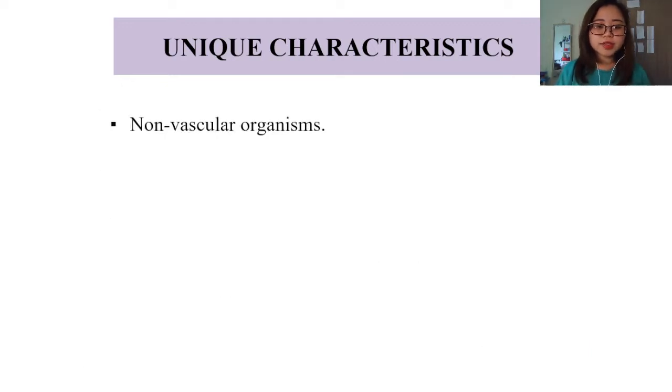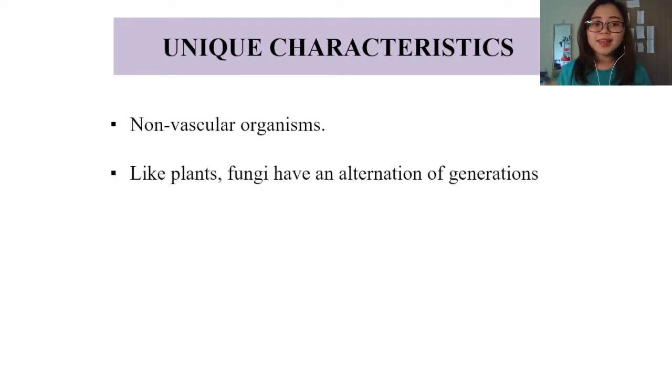All right, another thing about fungi is that they are non-vascular organisms. So they don't have any vascular system. Dia tiada xylem phloem, dia tiada saluran darah macam kita. And like plants, fungi have an alternation of generations. Some part of the fungi's life, it will live as a diploid, and some part of the fungi's life, it will live as haploid. So dia akan bergilir, kadang dia haploid, kadang dia diploid. Itu maksud alternation of generations.